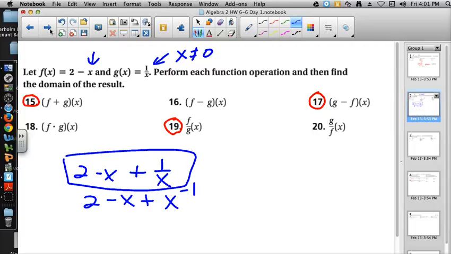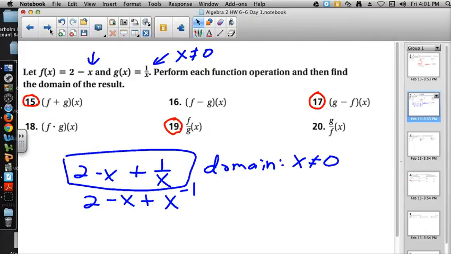Our x's do not share the same power, so we're not able to put those together. And then I know that my domain already was x not equal to 0, but I take a look now and see if there's any other number that would be a problem. There is no new number that is a problem. It's still just that 0, so that one is completed.